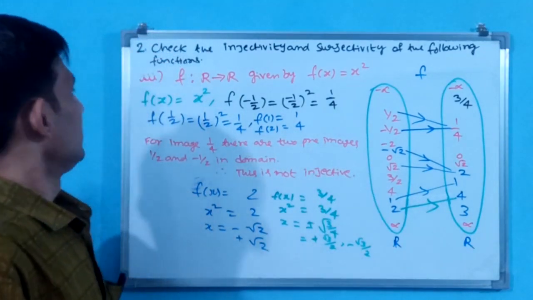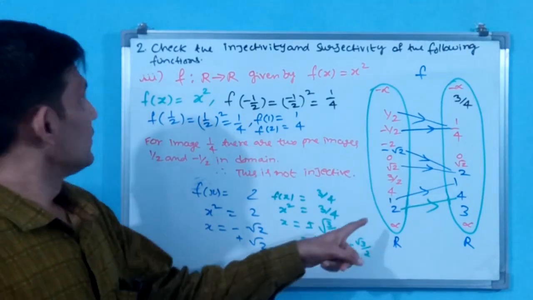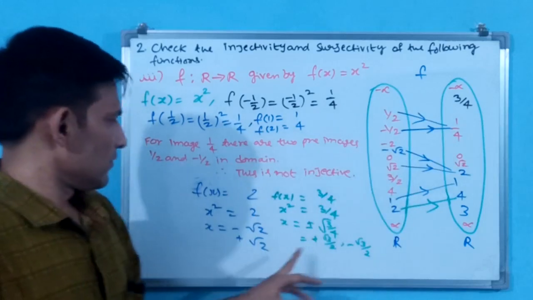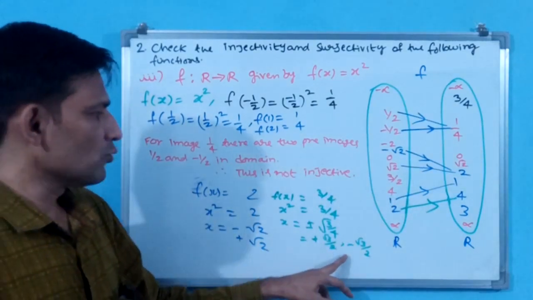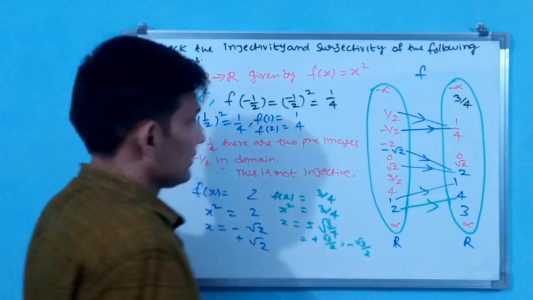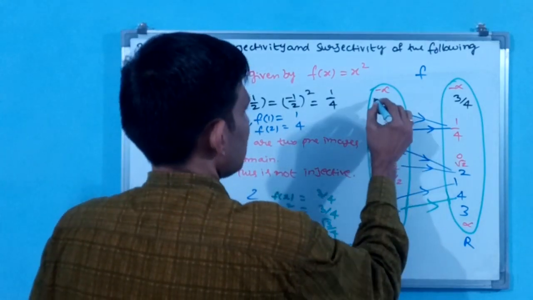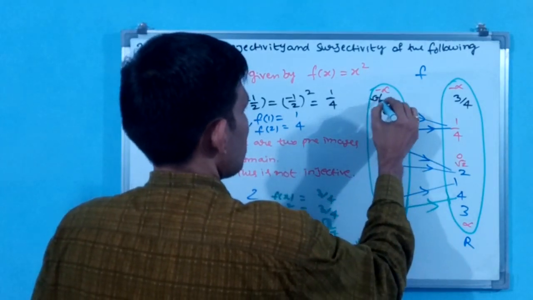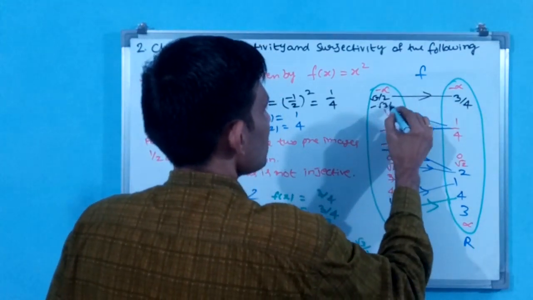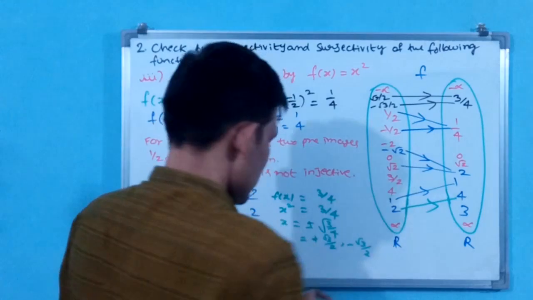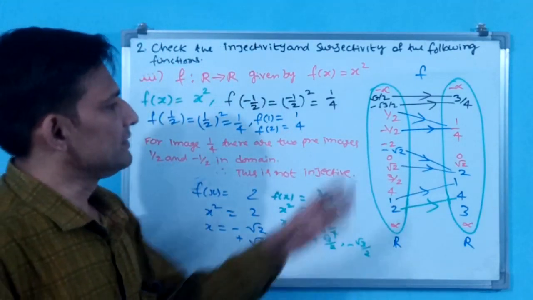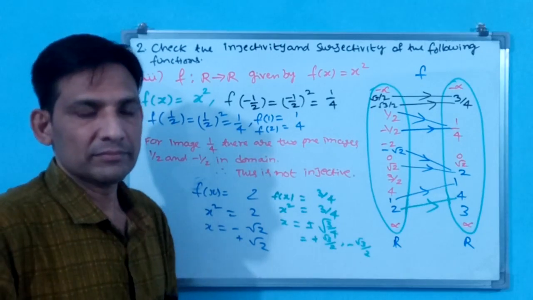Okay, now you see this side for 3 by 4, minus root 3 by 2 and plus root 3 by 2 will be there. I am writing like this: root 3 by 2 to 3 by 4, minus root 3 by 2 to 3 by 4. Okay. Now can we conclude that this is a surjective function?